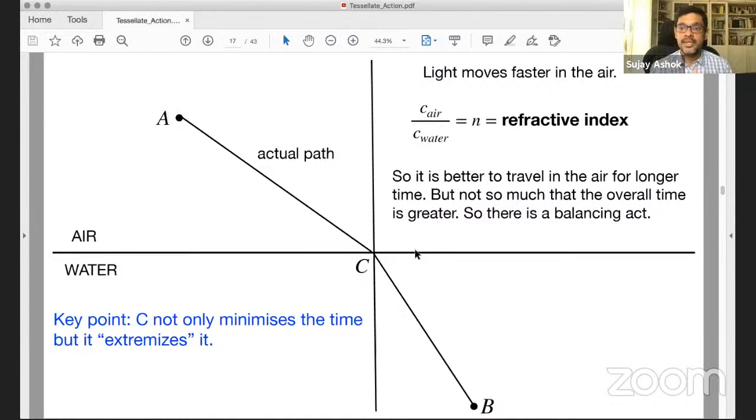Okay. So now I'm going to tell you the technical term for this, which one of the students already mentioned: the fact that this point C should be such that the time is extremized. Okay, so let me explain to you what that means. And this is the key idea that will generalize to the more complicated action case as well. This idea of extremization. What does it mean? So you see, what it means is the following.